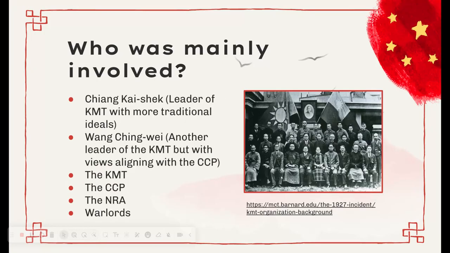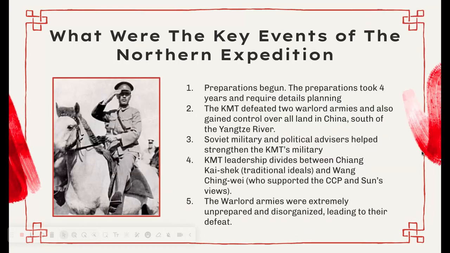Mainly involved were Chiang Kai-shek, Wang Jingwei, who is another leader of the KMT but with views aligning with the CCP, the KMT, the CCP, the NRA, and warlords. Then the key events of the Northern Expedition include preparations, which were done 4 years before the war took place, and it required detailed planning. The KMT defeated 2 warlord armies and also gained control over all land in China south of the Yangtze River.